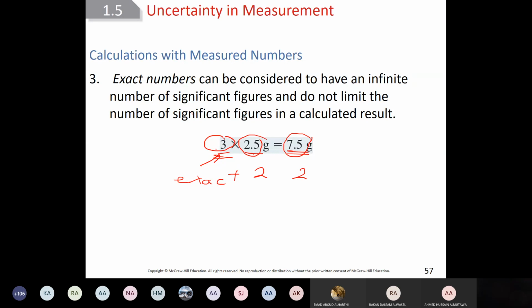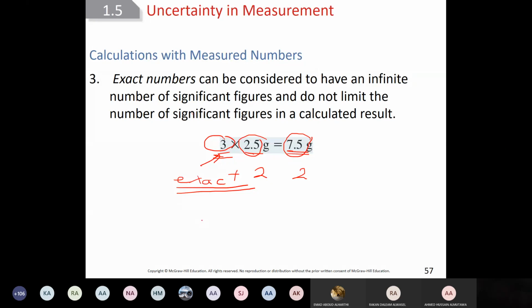You say there's only 1 significant figure here. I say no. If you have exact number, you don't count the significant figures. It's exact. It's not significant or not significant. It's not important or not important. It is correct. Same thing.